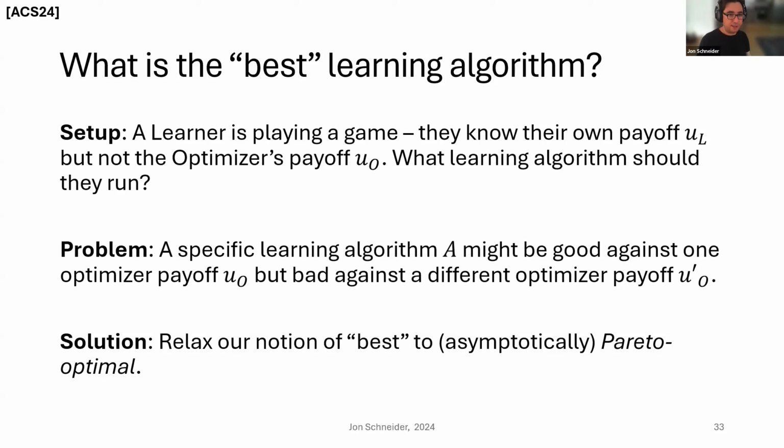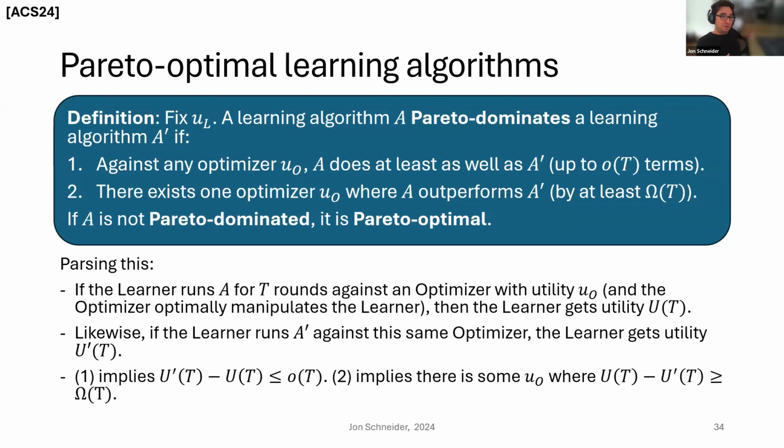So again, we have a learner playing a game. They know their own payoff, but not the optimizer's payoff. This is the standard learning algorithm setting, because your learning algorithm should really only use your own rewards and not the other player's rewards. And you can ask what learning algorithm they should run. Of course, there's this problem I just mentioned, where a specific learning algorithm might be good against one optimizer payoff, but bad against a different optimizer payoff. So the solution here is to relax the notion of what the best algorithm is to something we call asymptotically Pareto optimal.